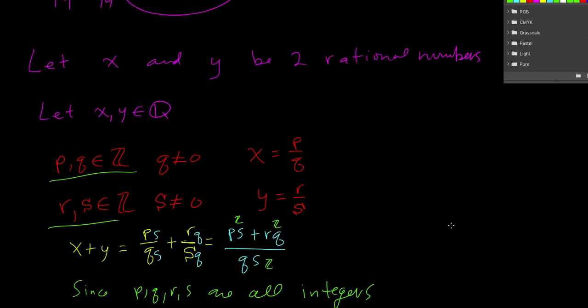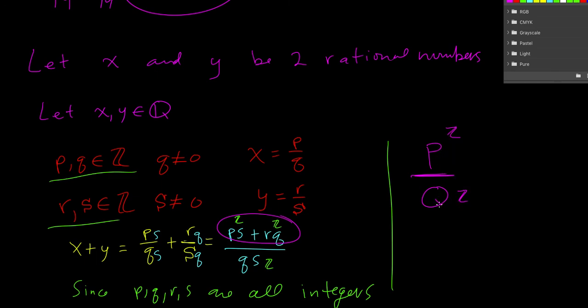I guess I'm going to have to go to the side now. So the top is some integer, because if we multiply two integers we get integers, and if we add integers we get integers. So we're just going to call this entire top capital P. And then the bottom, same thing, we multiply, and so we'll just call that capital Q. And we know that P is an integer. We know that Q is also an integer.